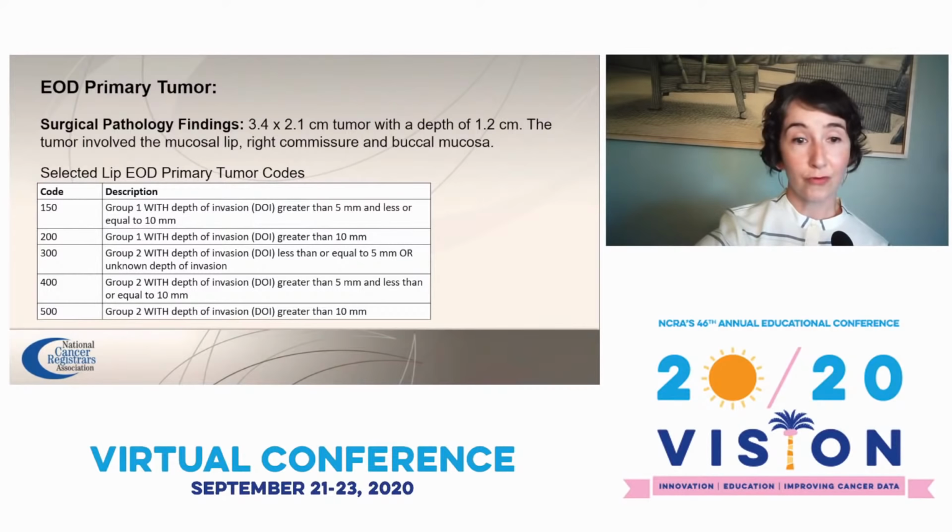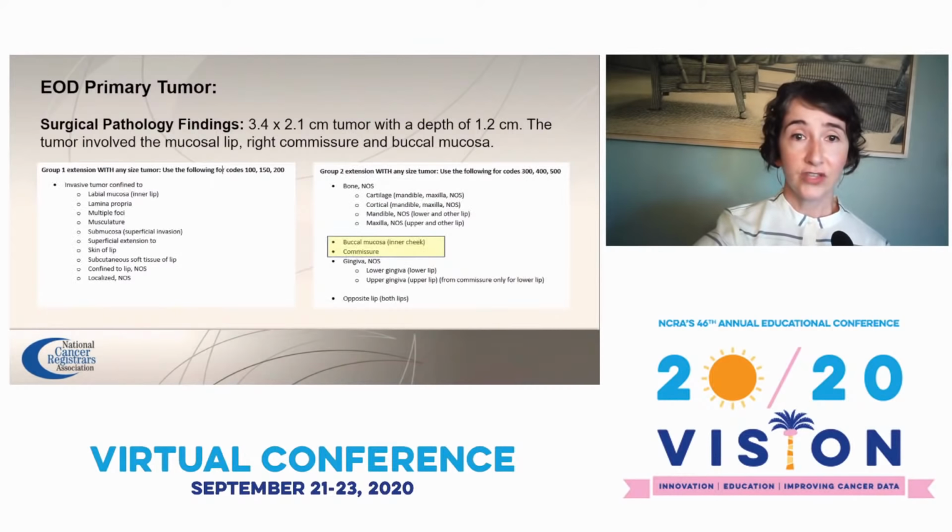So locate your group from note 2 first if the tumor is not obviously extensive or involving sites listed in the greater EOD primary tumor categories. Those would be codes 550 or greater. For this case, we had a tumor that was 1.2 centimeters deep, but that involved the mucosal lip, the right commissure, and the buccal mucosa. So find the group 1 or 2 that applies to the tumor from the EOD primary tumor notes, and then use the depth of invasion from the EOD primary tumor codes. Our tumor would be group 2 based on that buccal mucosa and commissure involvement.